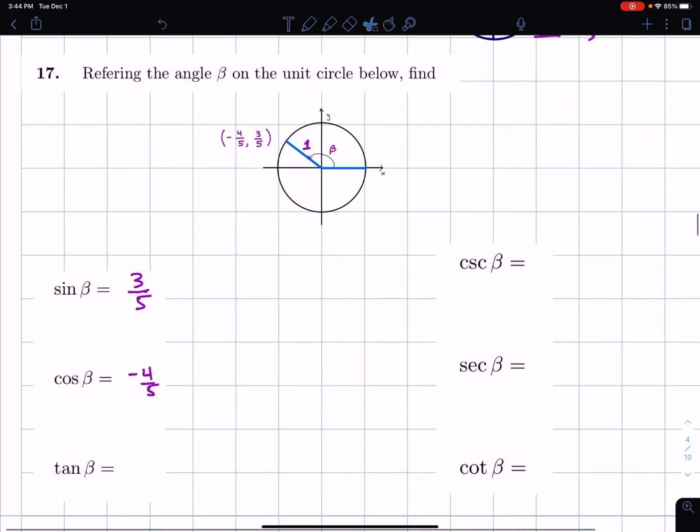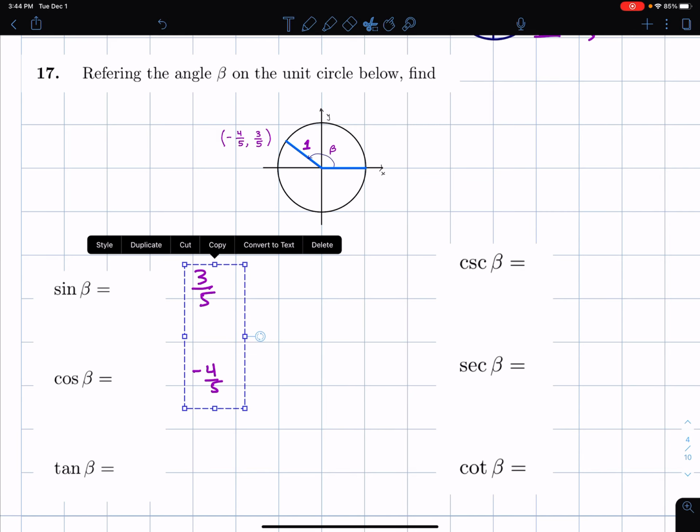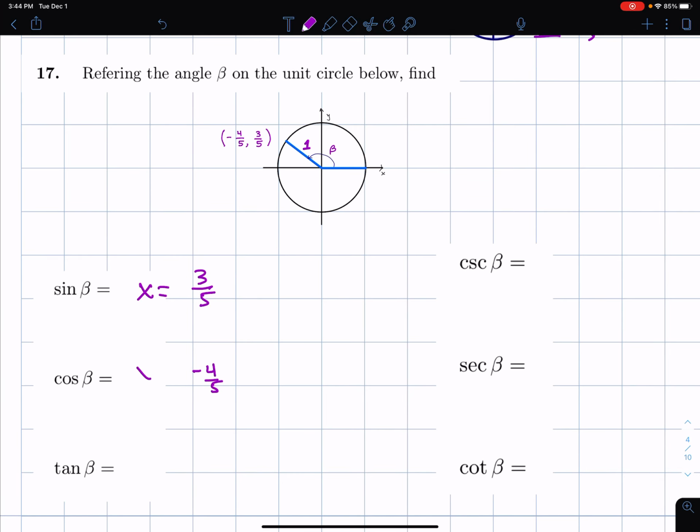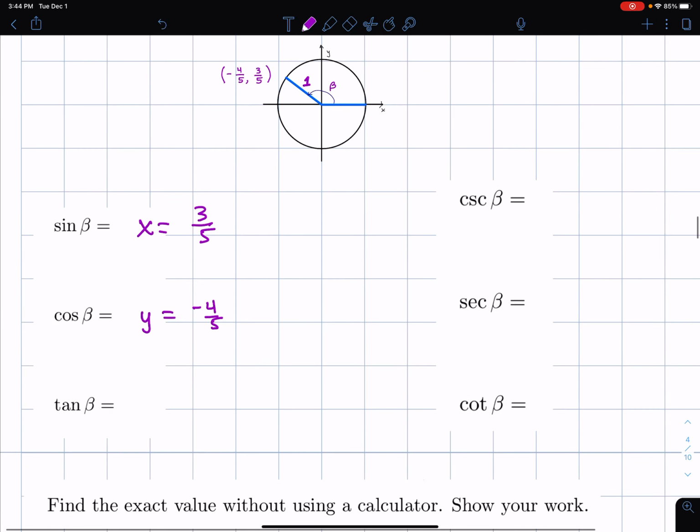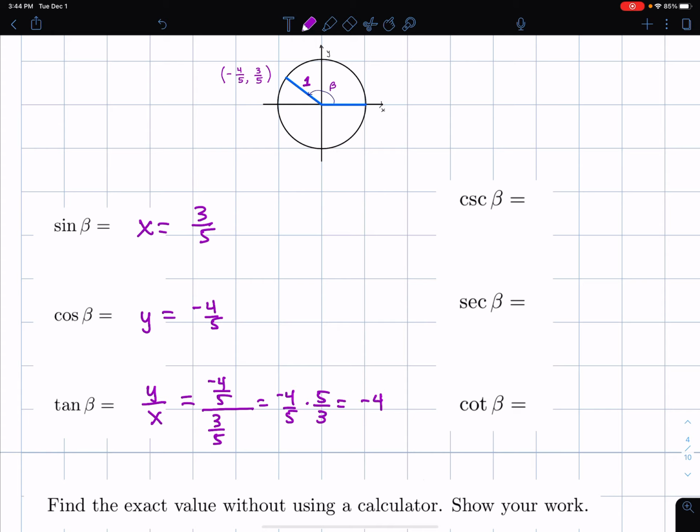Tangent is y over x, and that will be negative 4/5 divided by 3/5. So that's negative 4/5 multiplied by the reciprocal 5/3, and I get negative 4/3. Let me highlight that to make everything clear.